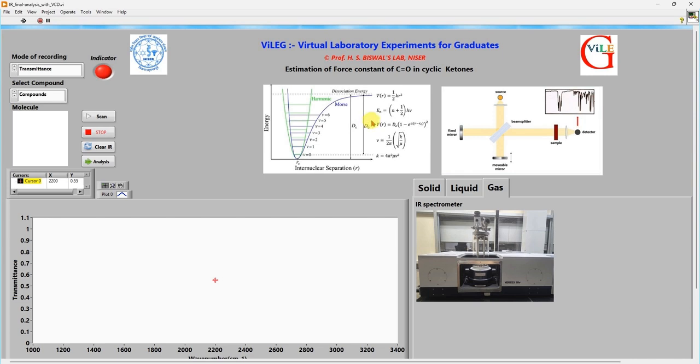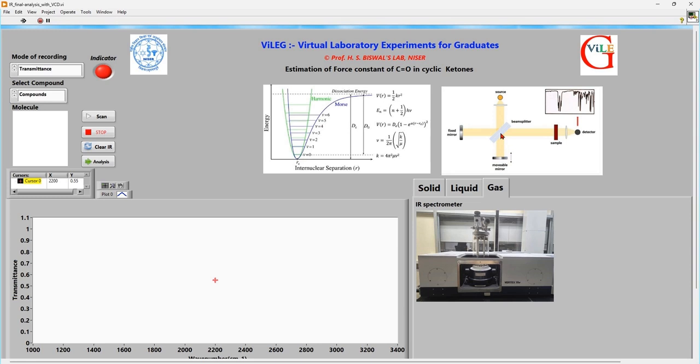So now let's move to instrumentation. Here we have an IR source, which can be a Nernst glower or Nernst filament or a glower source. Then there is a beam splitter, which actually splits the beam into two halves, and then the beams are sent to a fixed mirror and a movable mirror. Then the beams are reflected back from the two mirrors and meet at the beam splitter.